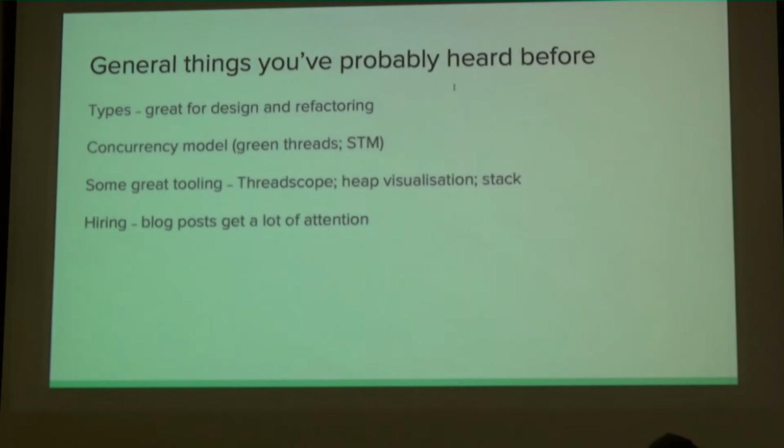So not only was it good for correctness, but also for designing the system in the first place, we found it really good. Concurrency obviously was really nice. We have a highly concurrent system, and it's really nice to be able to start threads without worrying too much about the cost of that. And STM is just really amazing in terms of creating atomic transactions via composition of smaller things.